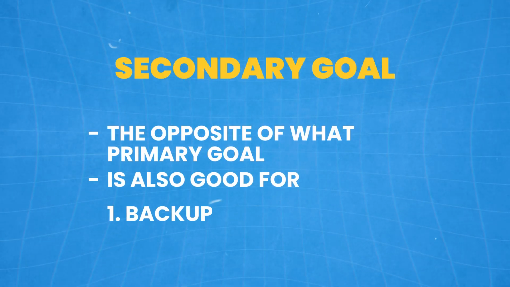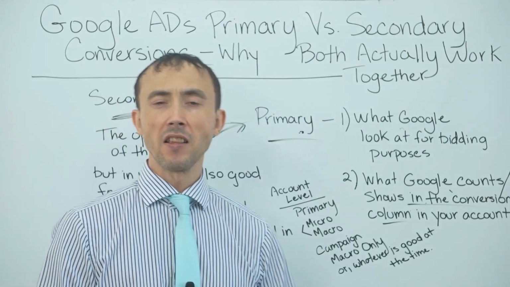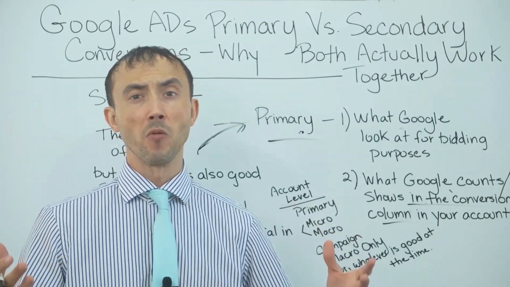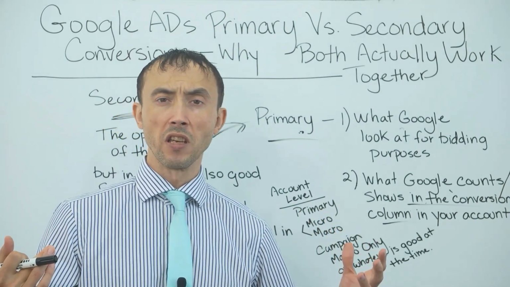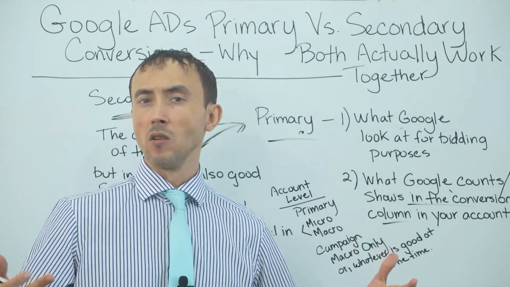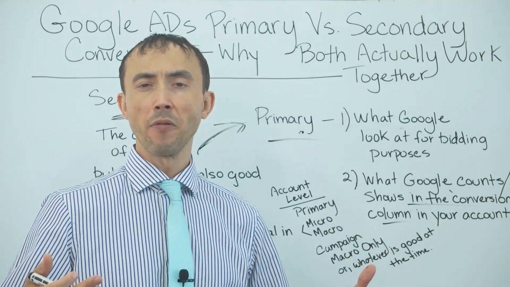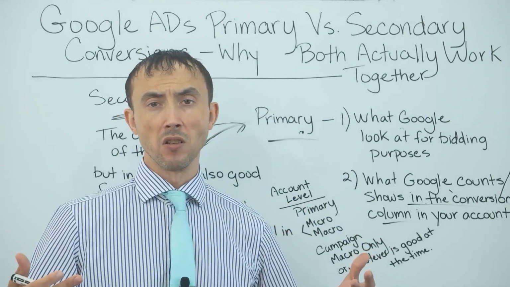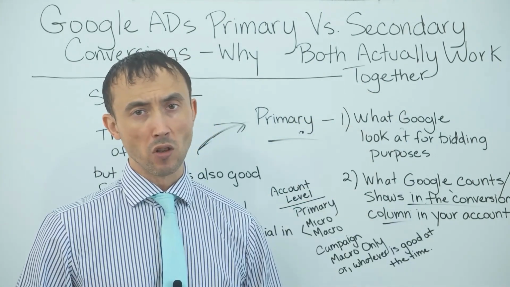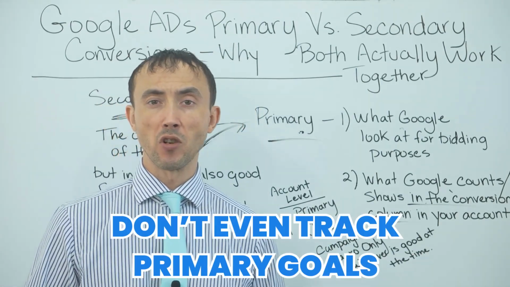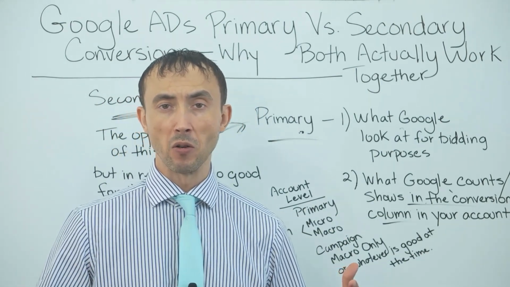The first reason is it's great for backups. I talk about all the time on this channel how important conversion tracking is, for all the reasons I talked about. Google can only get you what you want if they know who bought, who didn't buy, and so forth. So half the value of your ad spend is just in the data collection and seeing what works and what doesn't work, what to triple down on, what to not do so much. And more than half of the people that advertise on Google Ads don't even track their primary goals or have primary goals set up right.